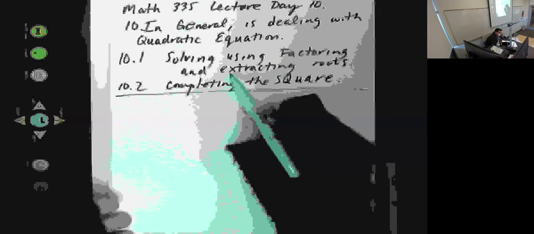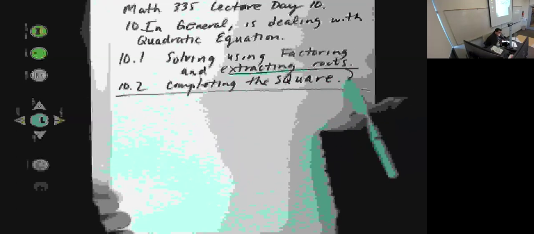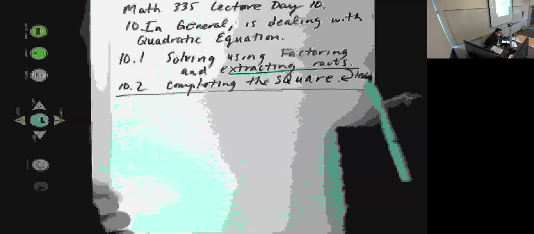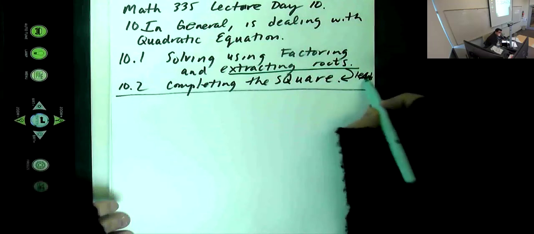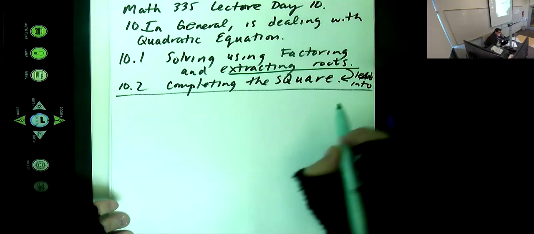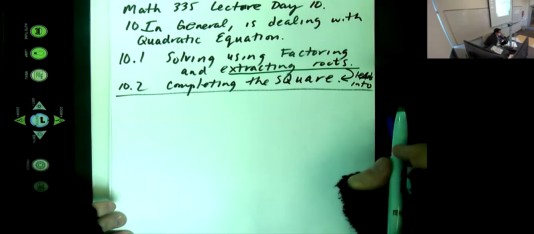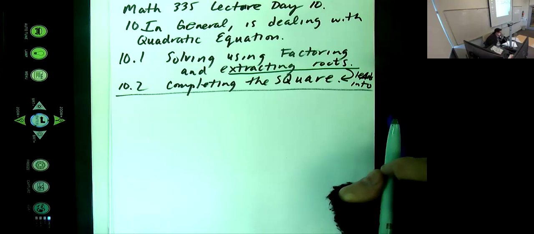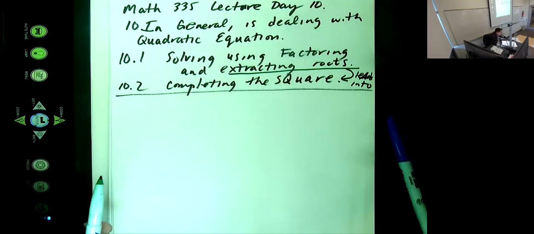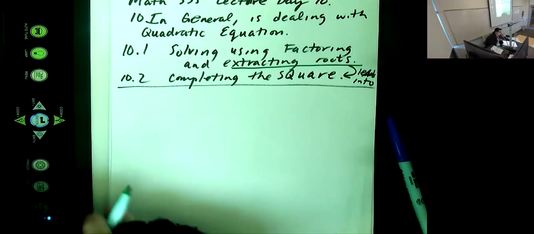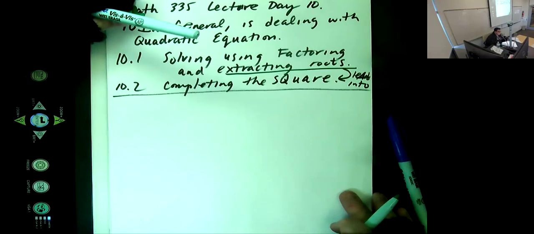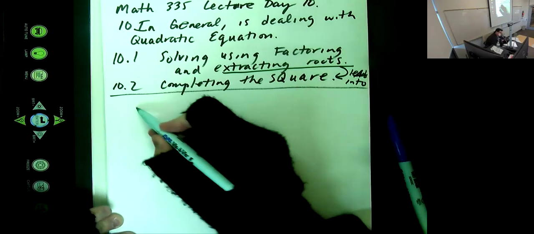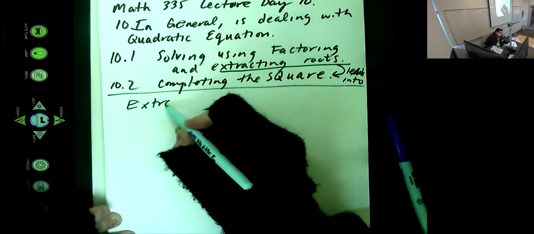So extracting roots leads into completing the square. And we've done a lot of factoring already, so I think our time is better spent walking through the steps to extracting roots, what that means, and then getting ready for completing the square. We've got an hour, not a lot of time. So extracting roots. Let's start there.